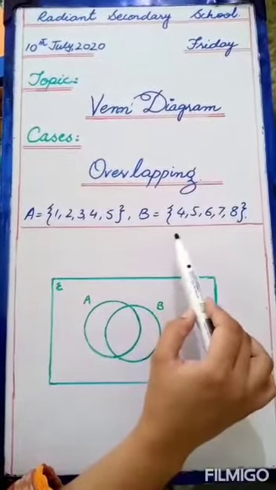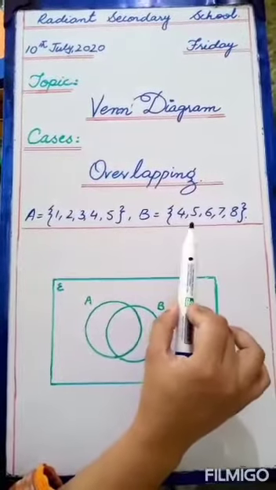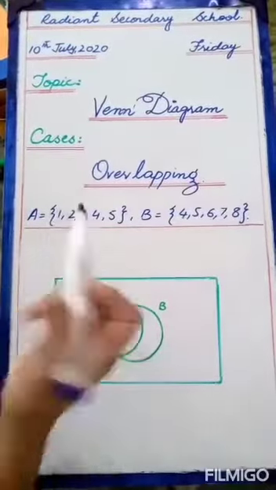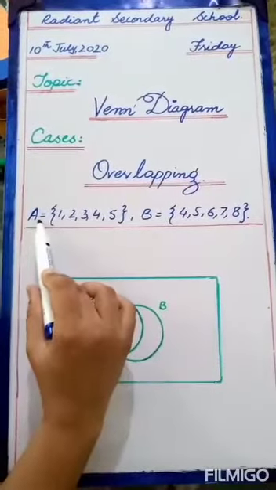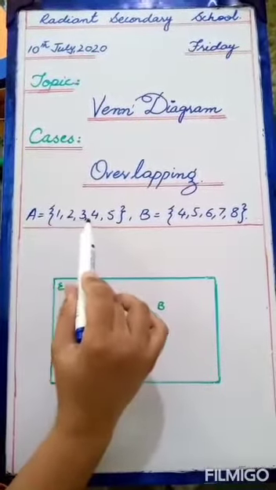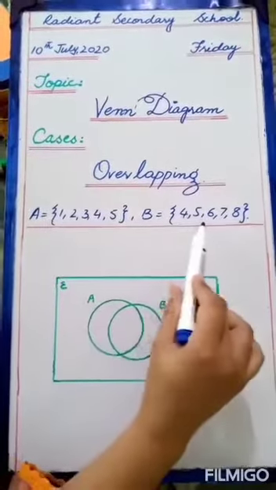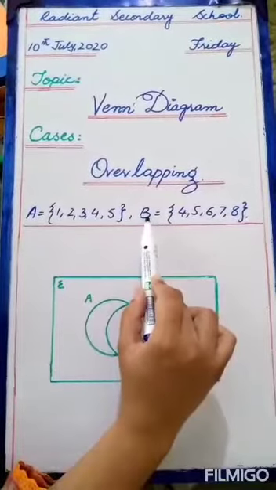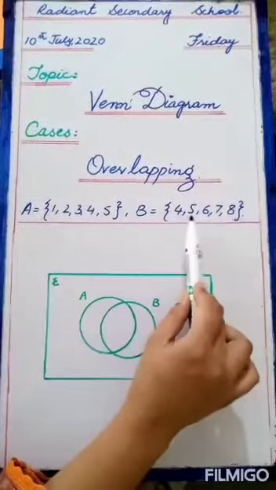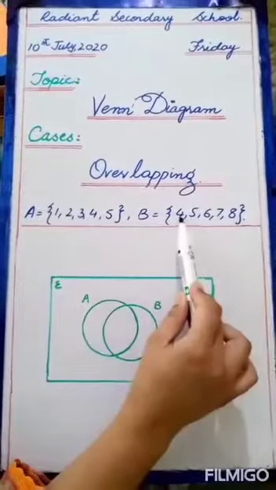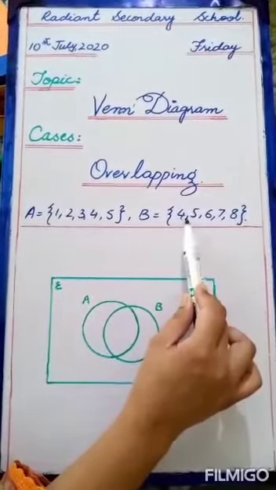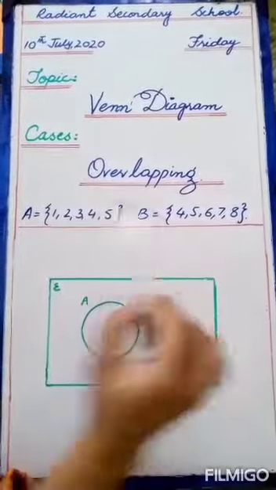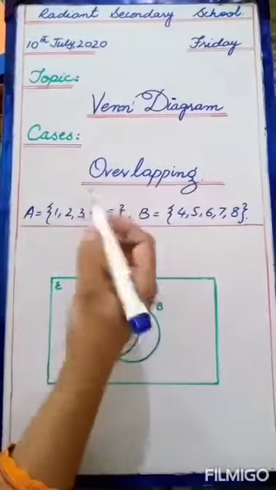Subset case means if all the elements of one set are present in the other set, then it will be the case of subset. Let's check: all the elements of set A are 1, 2, 3, 4 and 5. Are they present in set B? No. And if we want to check set B as a subset of A, all its elements must be present in A. Set B elements are 4, 5, 6, 7 and 8. Are they present in A? No.